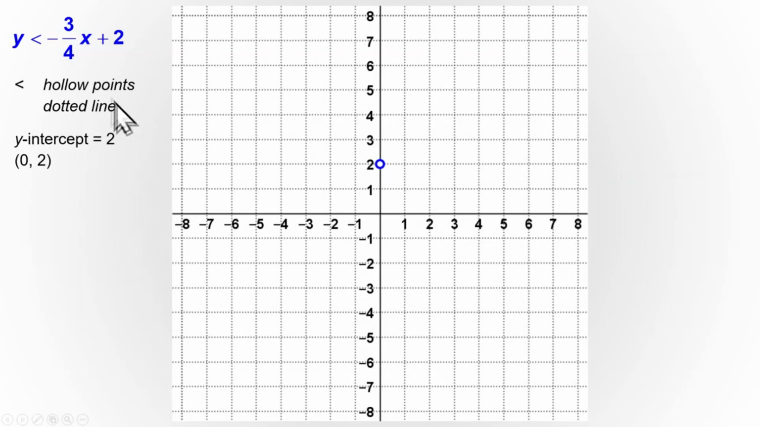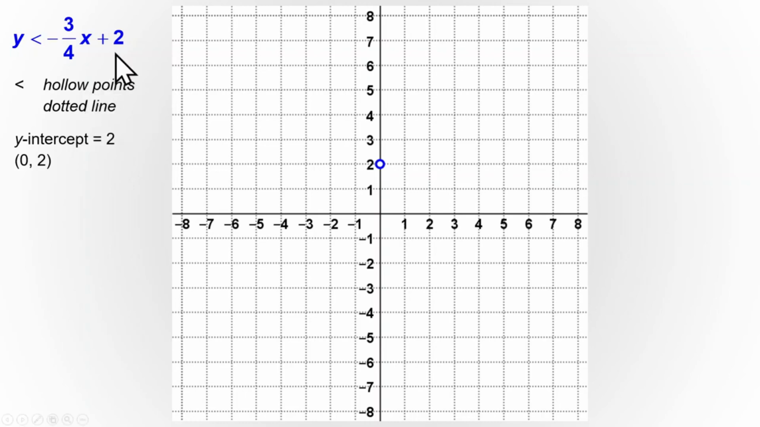Our first example is y is less than negative 3/4 x plus 2. Because of the less than symbol, we will begin forming our line by using hollow points to help us set up the line, and then when we come to actually drawing the line, we'll use a dotted line. A dotted line when it comes to inequalities means that the solution goes up to but does not actually include the line itself. And that's why I've also chosen to draw our line out with hollow points, because what did hollow points mean on a number line? It meant it went up to but not including it. So let's be consistent here.